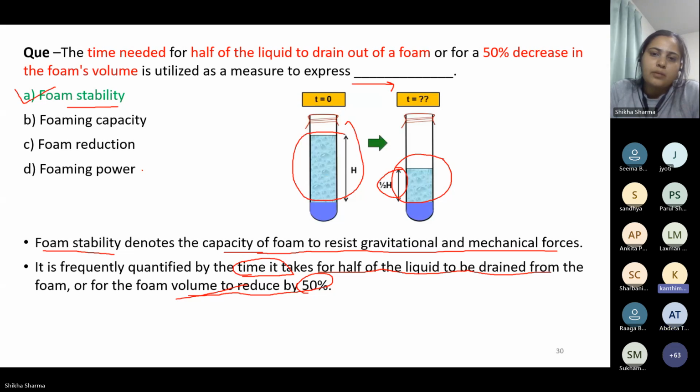Yes, ma'am. So is it clear? I've also written that detailed answer. Sometimes what happens is that the smaller the bubble is, the higher the internal pressure will be. So sometimes it drains and it collapses, because the internal pressure is so high that it tries to break to release the pressure. Okay, ma'am, now I got it. Thank you.